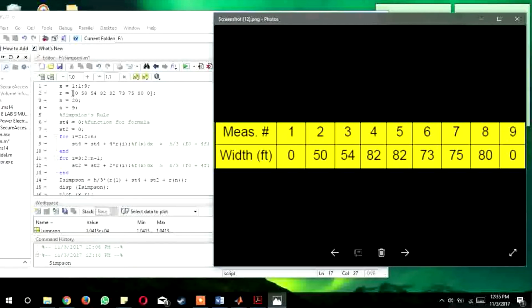R here represents the widths, as you can see here, 0, 50 until 0. H here represents the step of the pond, so here we can see 20 feet. Next is N. N is equal to 9. N represents the number of points, so here we have 9 numbers.